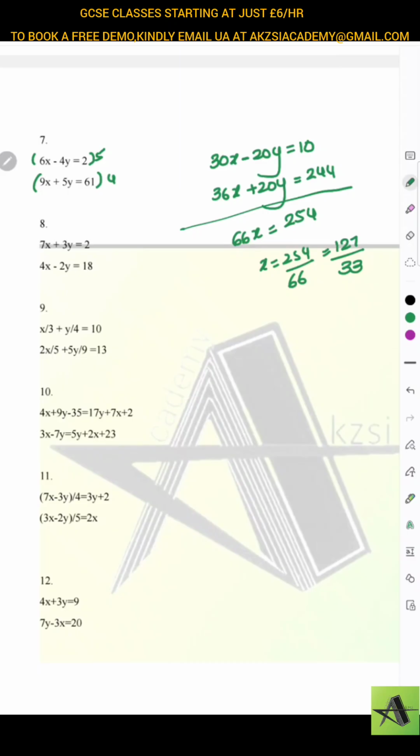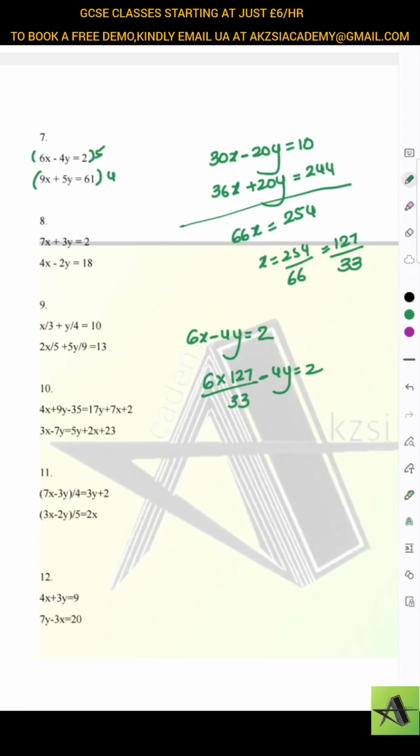Now we just have to substitute in either of the equations to get the answer. Let me substitute in 6x minus 4y equals 2. So here substitute x as 127 over 33. So 6 times 127 over 33 minus 4y equals 2. Now this can be cancelled out.